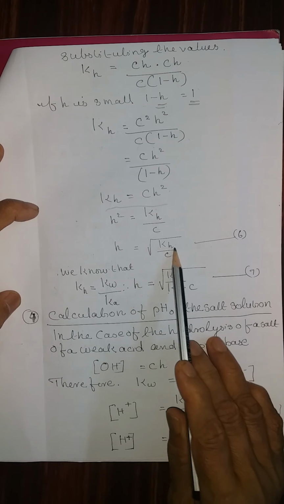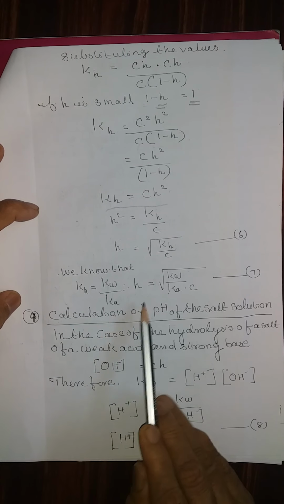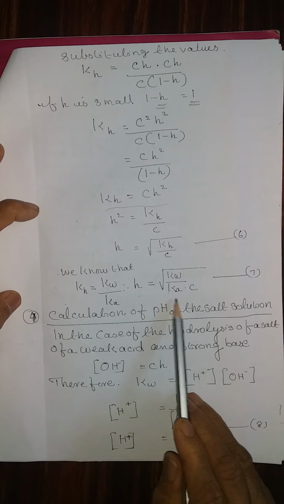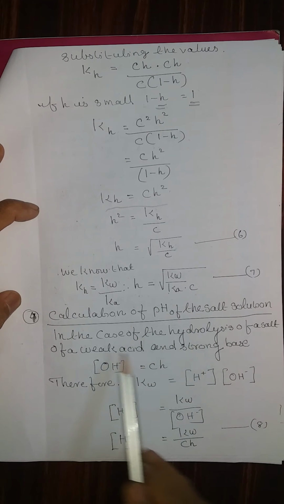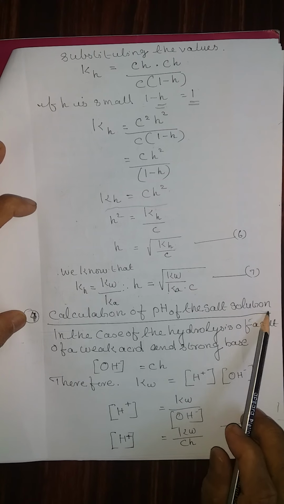But we know that KH is equal to Kw by Ka. That is, h is equal to root of Kw by Ka into C. Final step, calculation of pH of the salt solution.